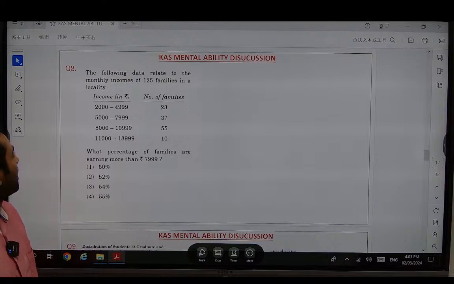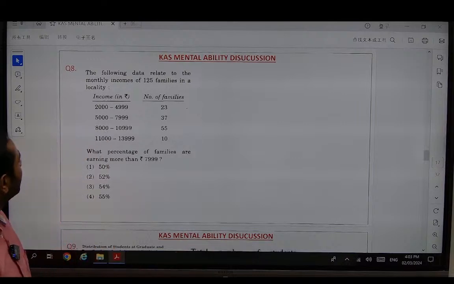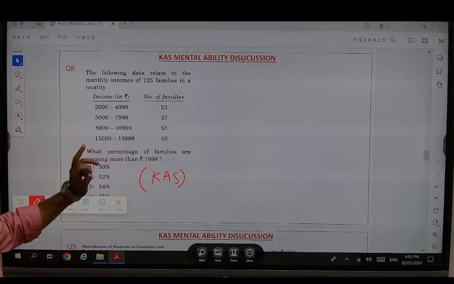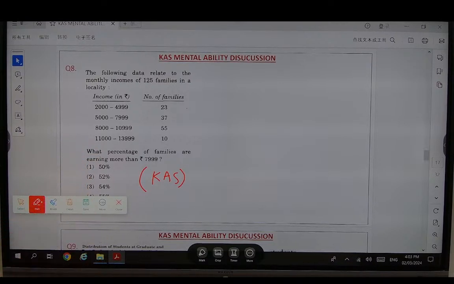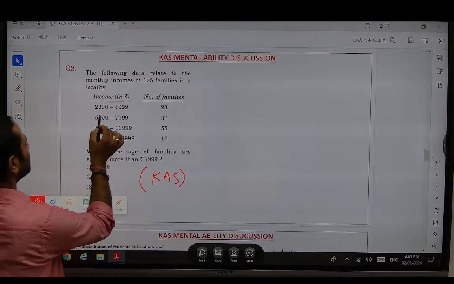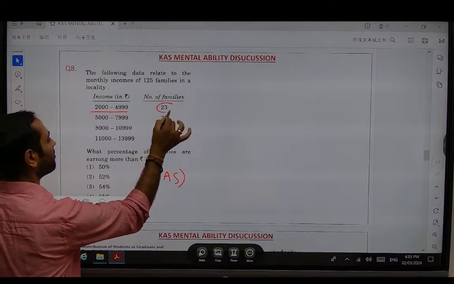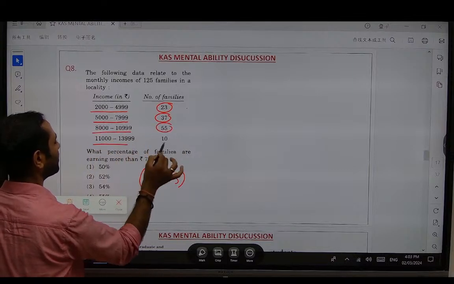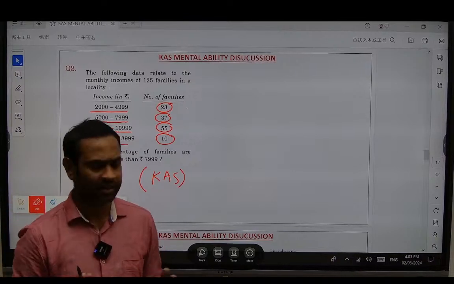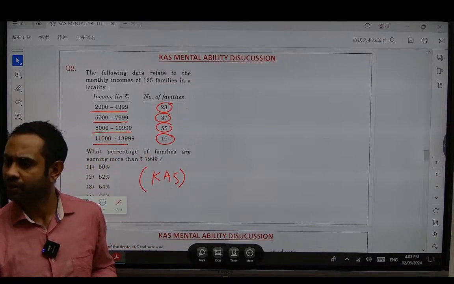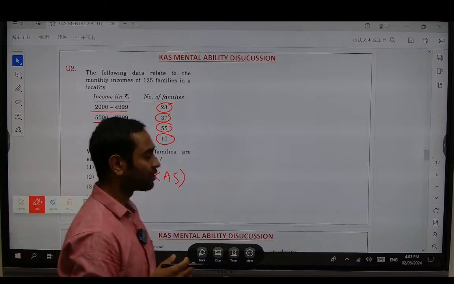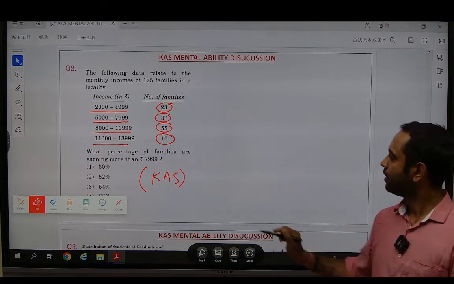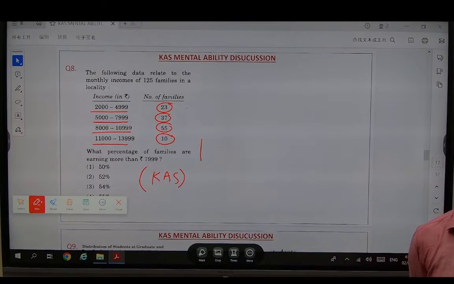Okay, fine. Now, question number 8. This is again a question from the case examination. All these problems have been encountered in the case examination. The following data relate to the monthly incomes of 122 families in a locality. So total 122 families are there. Less than 5000, 23 families; 5000 to 8000, 37 families; then 55 families, and this is 10 families. So 23 families are earning between 2000 and 4999 rupees, and 37 families are there. Understood, right? English, no maths in it. Now, what percentage of the families are earning more than 7999?